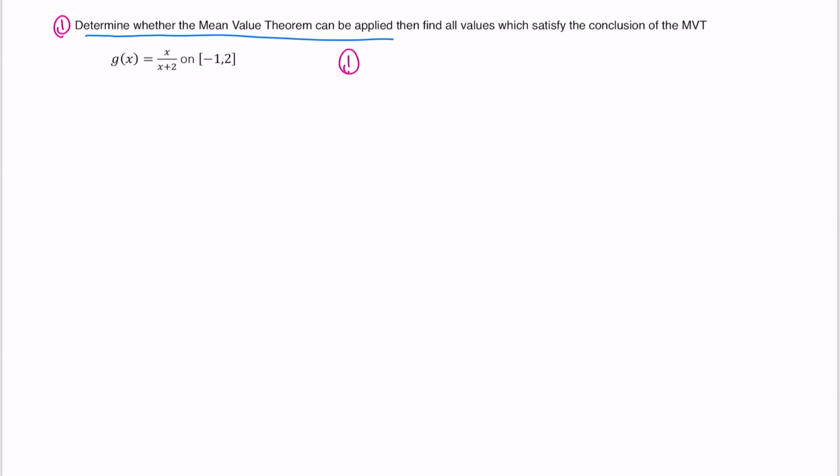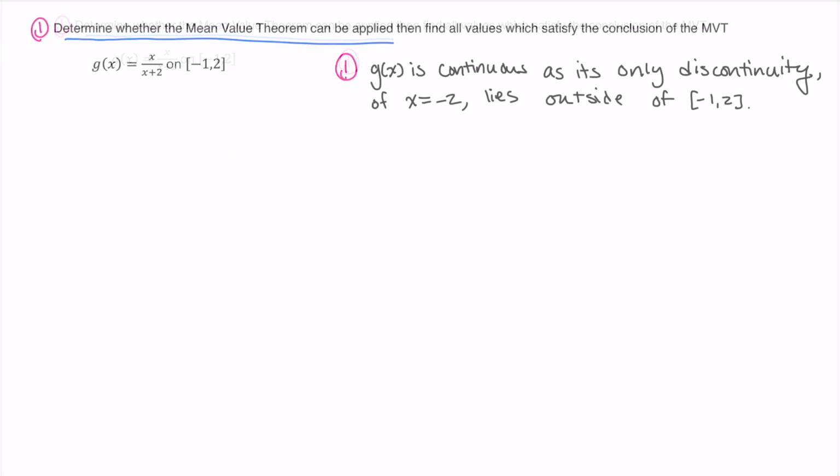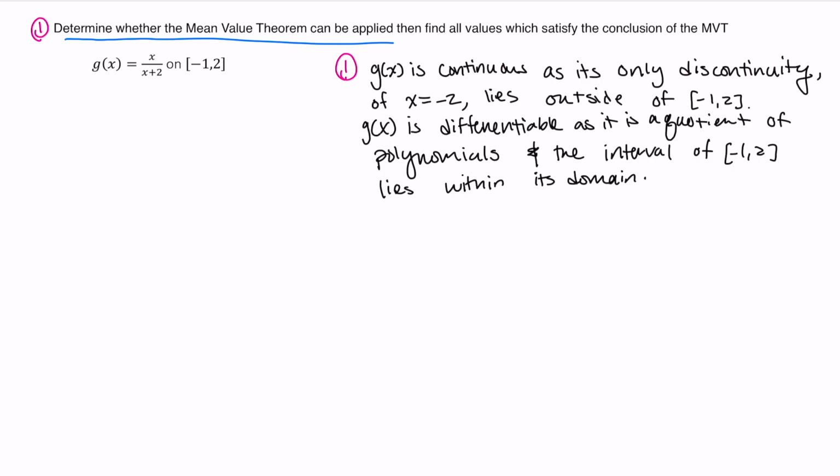Well, on the interval from -1 to 2, g of x is continuous. If you notice, this has a discontinuity at x equals -2, but -2 lies outside of this interval. Otherwise, this function is a quotient of polynomials. Polynomials are differentiable everywhere, and this quotient of polynomials is differentiable everywhere on its domain. The only point that lies out of its domain is -2, but again, that's not in our interval. So this is also differentiable. Okay, so we know the mean value theorem applies.